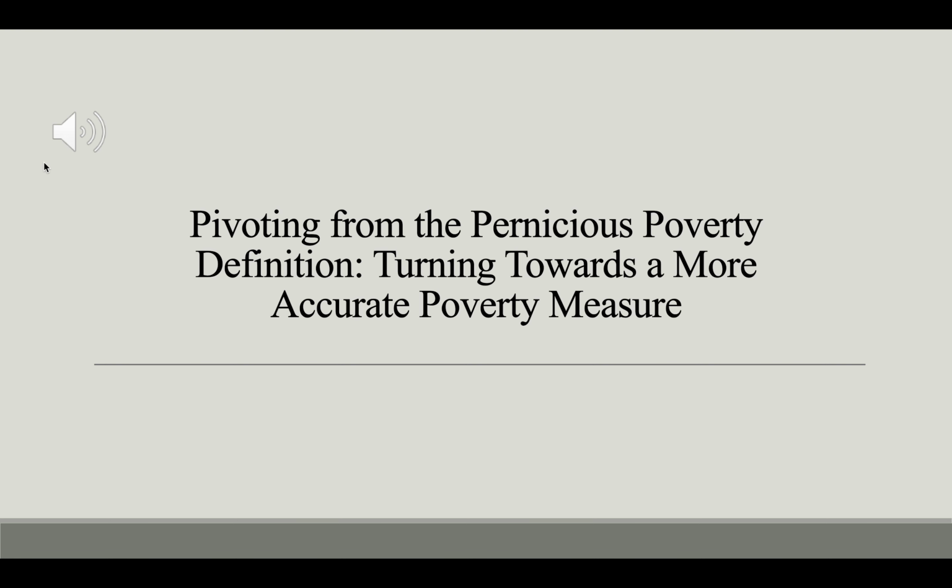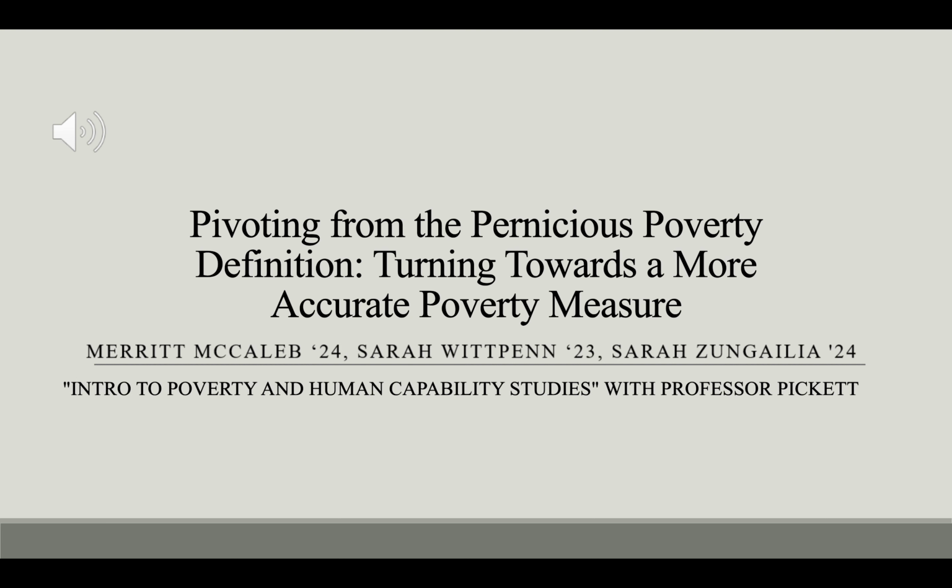Pivoting from the pernicious poverty definition, turning towards a more accurate poverty measure, by Merrit McCaleb, Sarah Wittpenn, and Sarah Zungalia. Through readings and discussions in our Intro to Poverty and Human Capabilities Studies class, we have come to analyze and critique the current poverty measure.